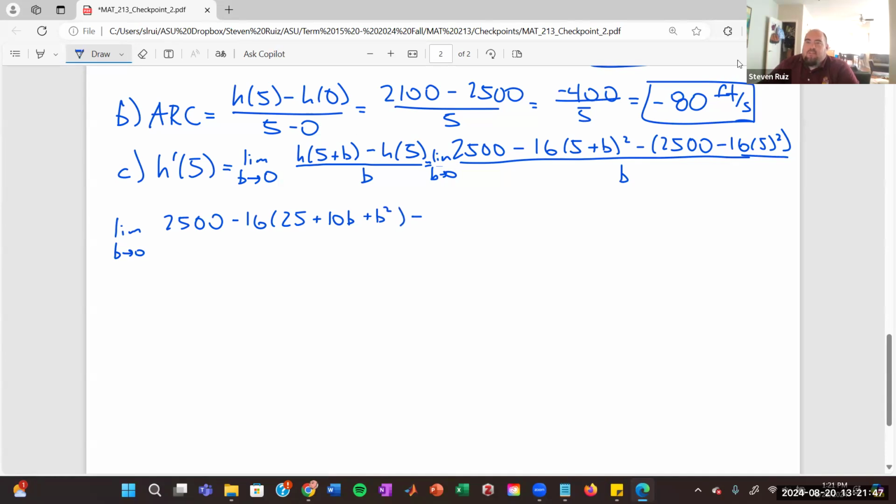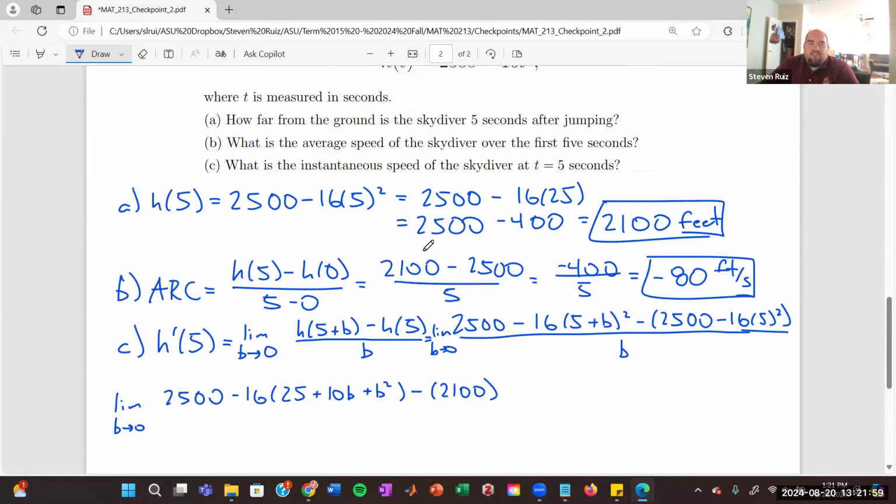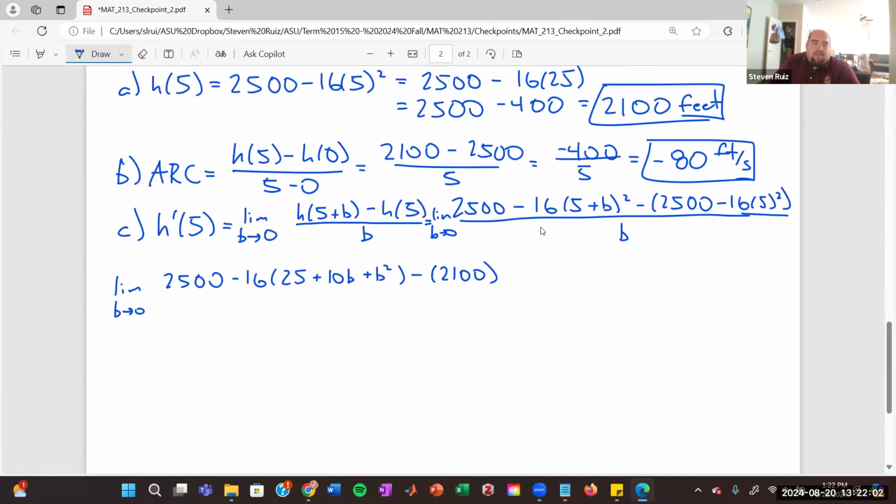minus, I'm going to drop in 2,100 here because we found in a previous part that h of 5 is 2,100. This is all over b. As you've seen in some of the examples and probably the written or online homework, we would like to get to a point where I can actually evaluate this limit. Right now, I cannot let b equal 0 because I'd divide by 0, and that can't happen. So let's keep simplifying here.